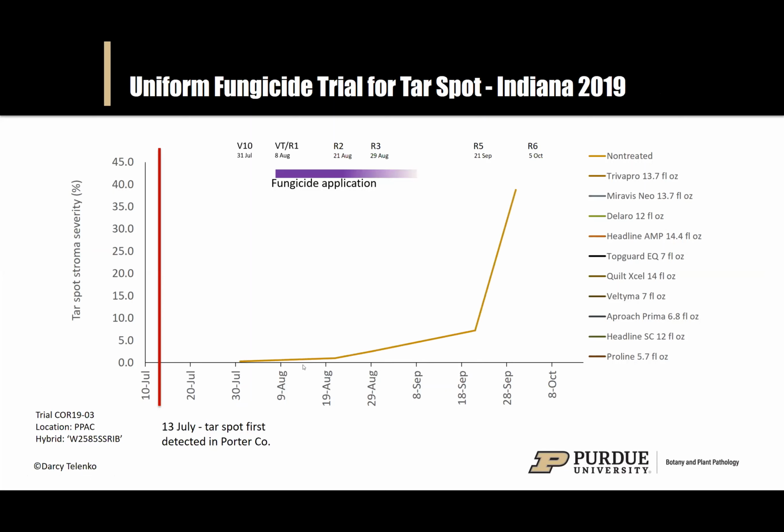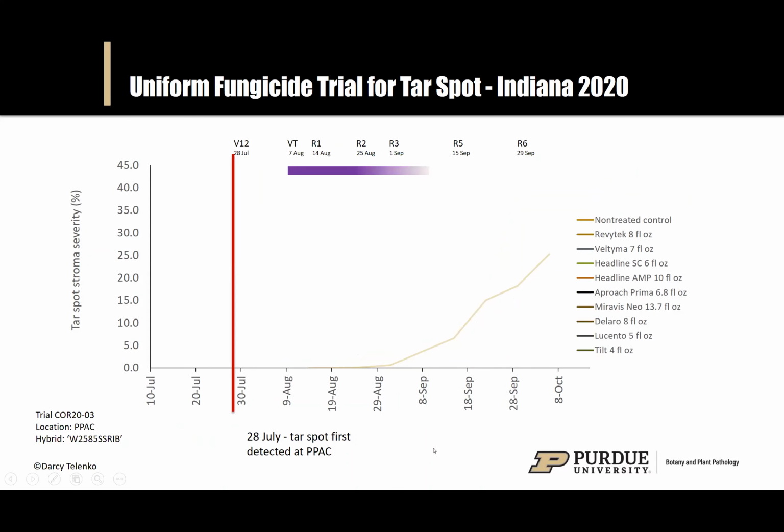In our non-treated canopy, we see this rapid disease development at the end of the season. Where we put our fungicides out, we shift that disease curve down. You can see all the fungicides significantly reduce the disease that develops. But once those fungicides run out of steam, tar spot can take off, especially if there's still green leaf tissue to infect. So this is what we saw in 2019.